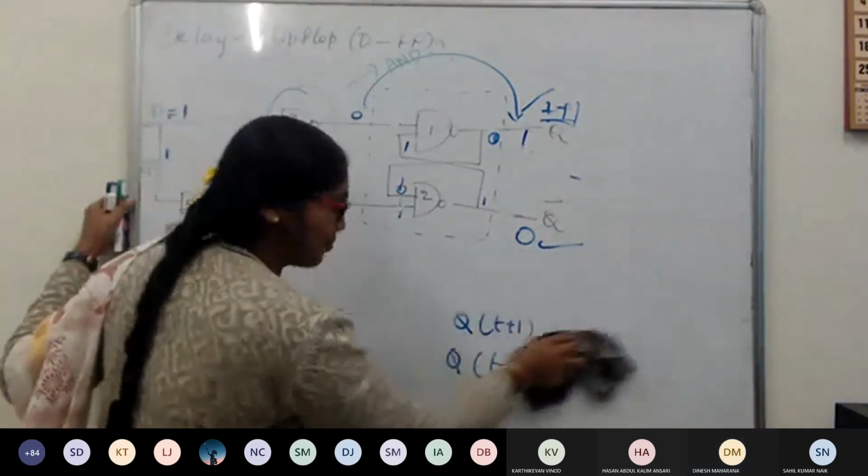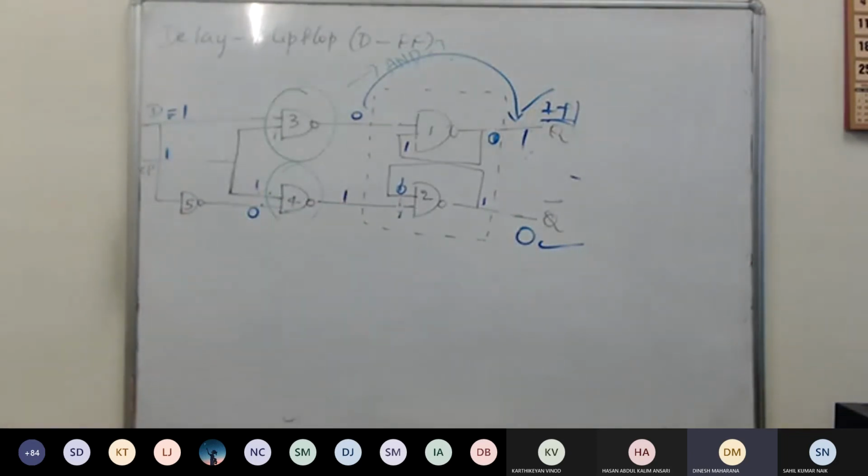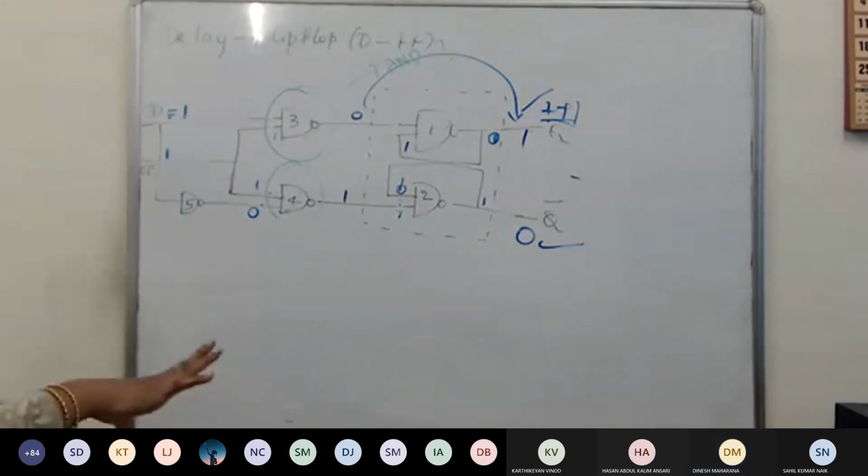Ma'am, we can replace 3 and 4 by AND gates, and we can place 5, means before 3, in the above. Then also your same table will come. The characteristic table will be the same. Yes, ma'am. Oh, good. Let's see.